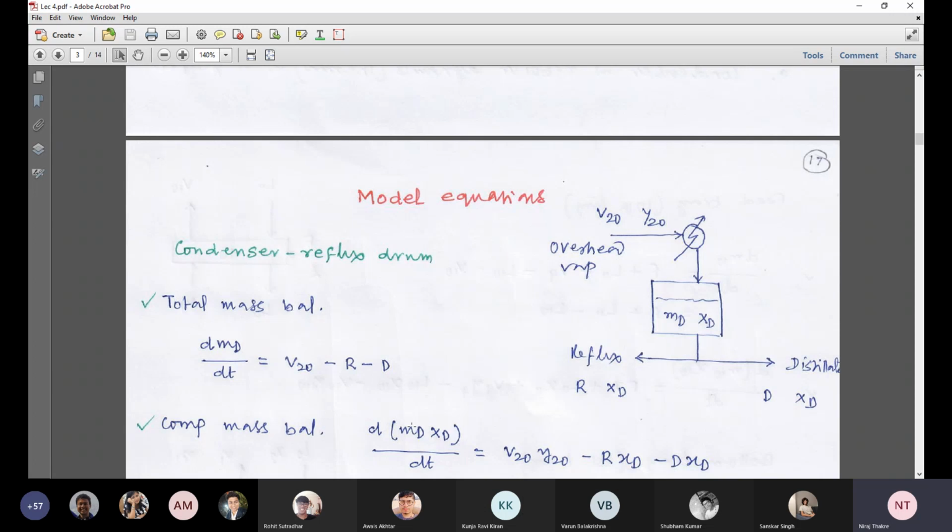So can you simplify this component mole balance equation and write it in the form of dx/dt equal to what? I repeat, simplify the component mole balance equation and let me know in terms of dx/dt equal to what? Keep dx/dt on the left hand side and let me know the right hand side terms. Let me know dx/dt equal to what?